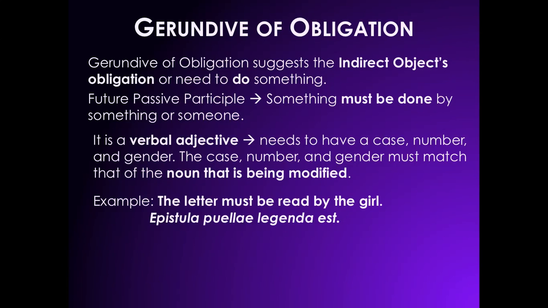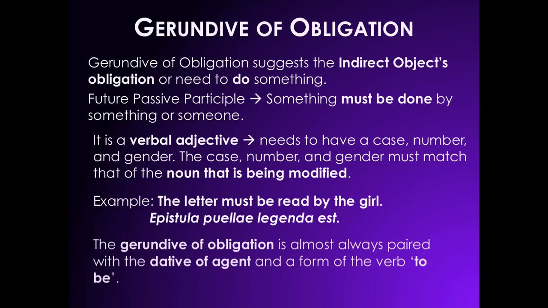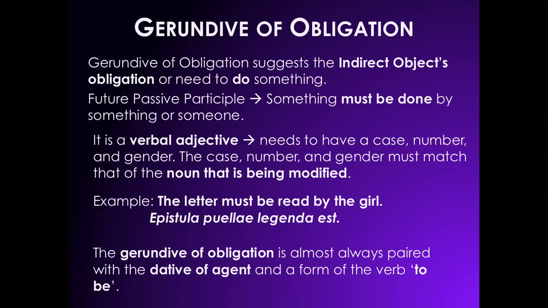Almost always, the gerundive of obligation is paired with a dative of agent noun, which would be your indirect object, and the form of the verb to be, sum, es, est, sumus, estis, sunt. You can see the est at the end of the Latin sentence there. But your dative of agent in this sentence is puellae, because if you look at that sentence, the letter must be read by the girl.